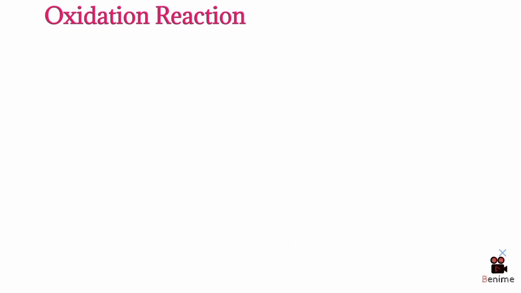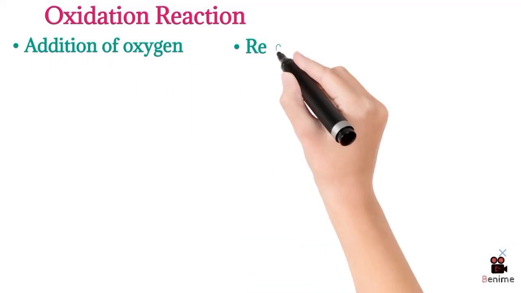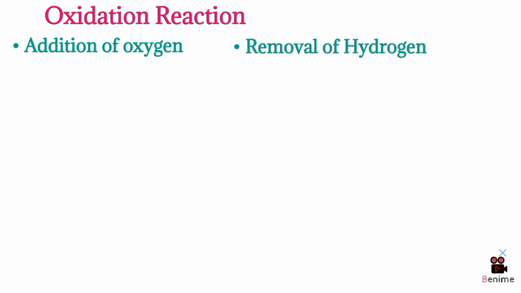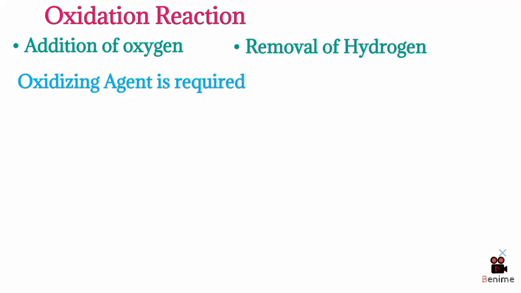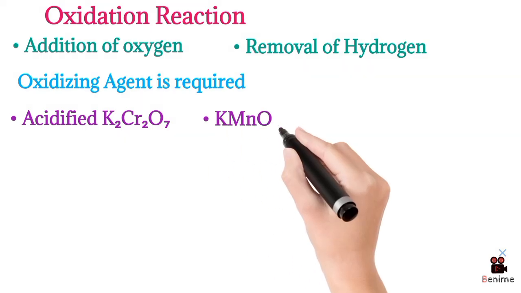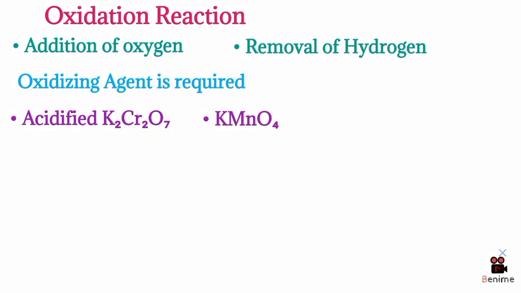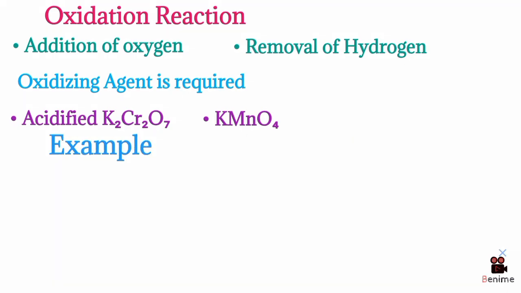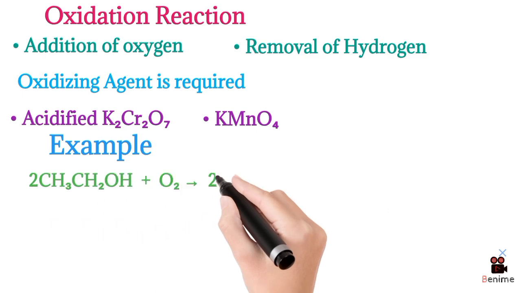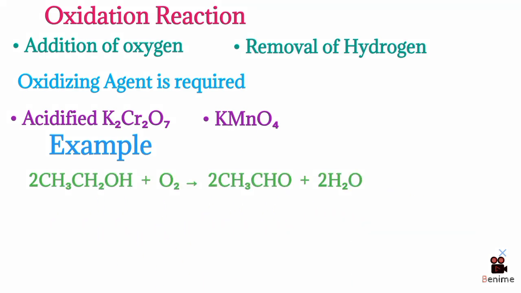Oxidation reaction. Oxidation reactions involve addition of oxygen or removal of hydrogen. Conditions necessary for oxidation reaction. An oxidizing agent is required. Common oxidizing agents include acidified potassium dichromate and potassium permanganate. These supply oxygen to the substrate. Example of oxidation reaction. The reaction is C2H5OH plus oxygen gives CH3CHO plus H2O.